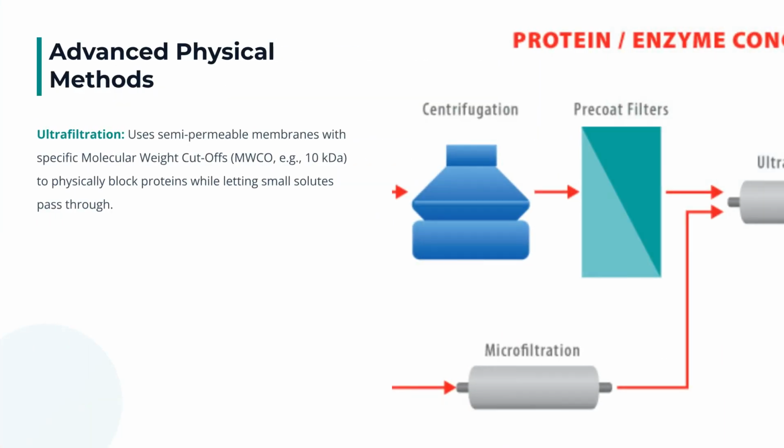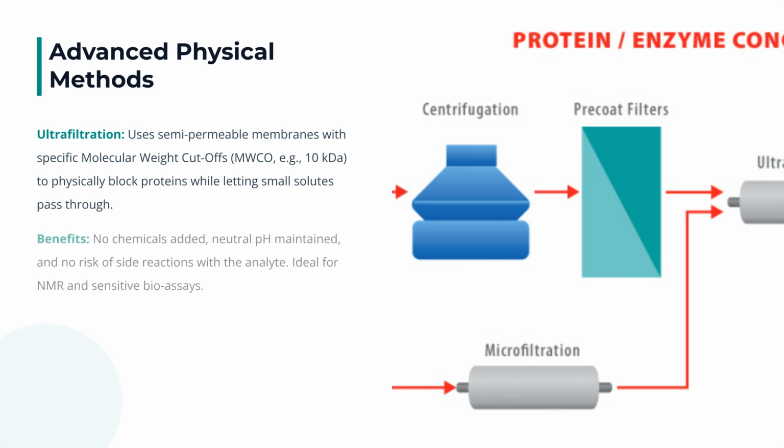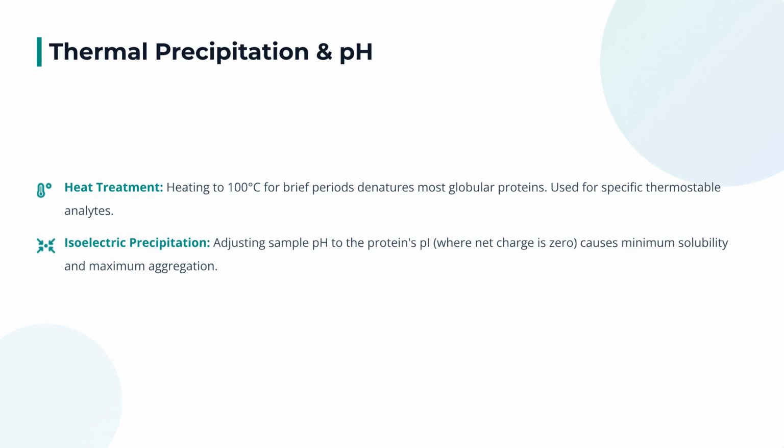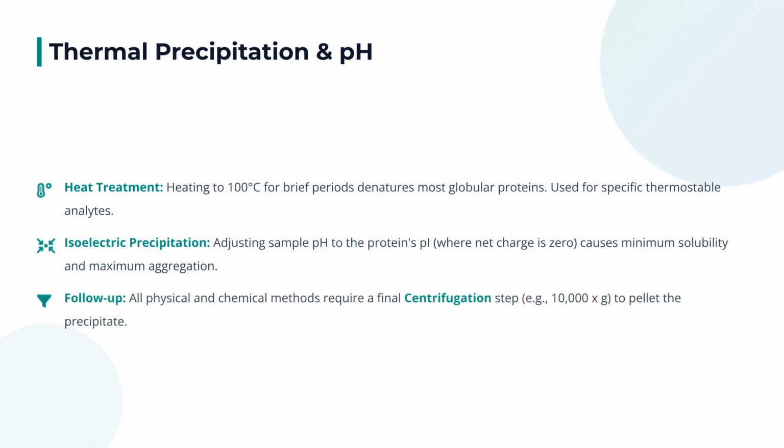Ultrafiltration uses semi-permeable membranes to physically block proteins based on molecular weight. This method is advantageous because it uses no chemicals, maintains a neutral pH, and avoids side reactions with the analyte. Thermal precipitation uses heat to denature globular proteins, and isoelectric precipitation adjusts the sample pH to the protein's pI for maximum aggregation. Finally, all methods require centrifugation to pellet the precipitate.